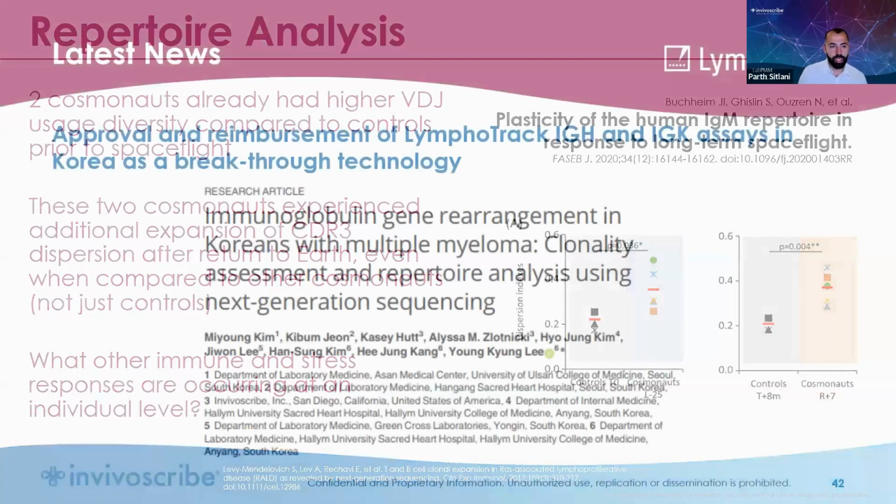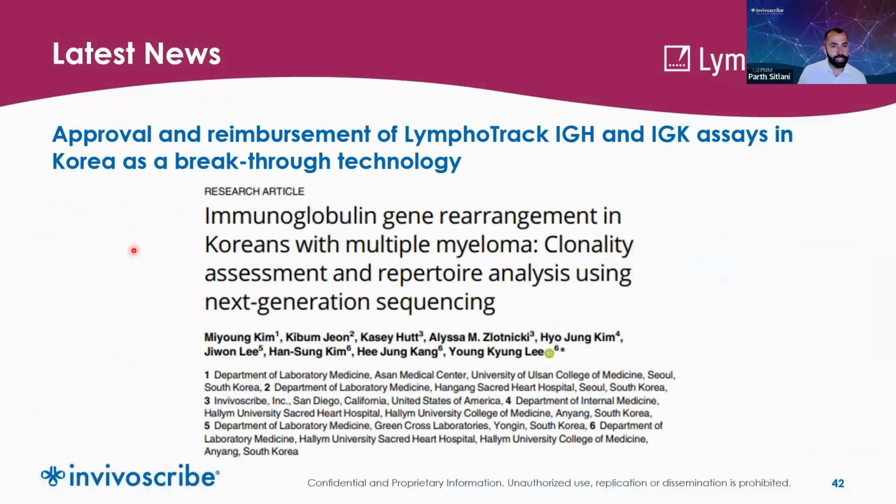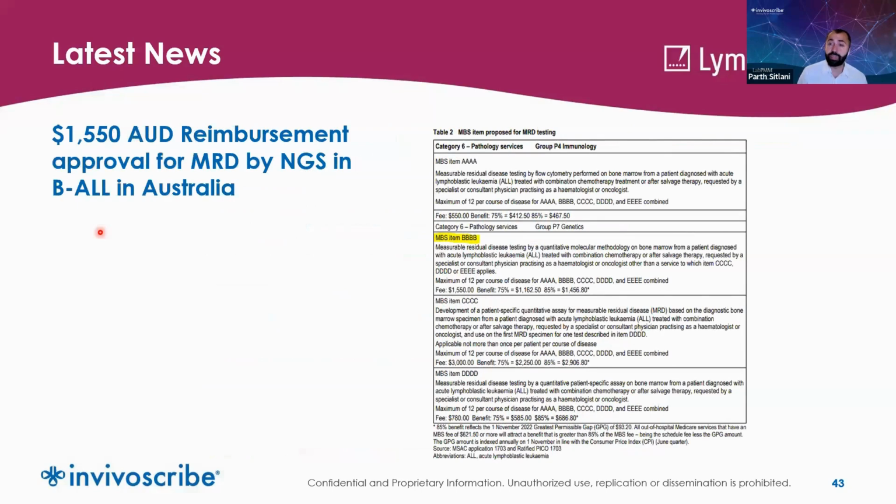And then we just have some news to share. This is really interesting and exciting information about MRD. As I mentioned, it's really a newer, more research application, but we're seeing it make it into the clinical space. In Korea, IGH and IGK assessment with LymphoTrack is reimbursed. So MRD testing for patients is reimbursed by the national healthcare system. In Australia, there was just an approval for 1,500 Australian dollars to have MRD testing by NGS for BALL samples. And this is now also going to be reimbursed by the national healthcare system.